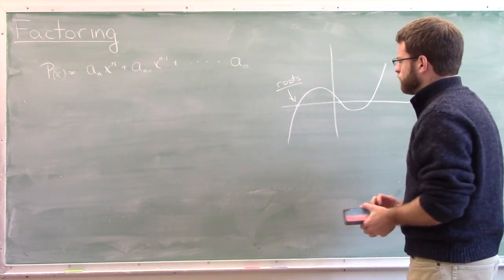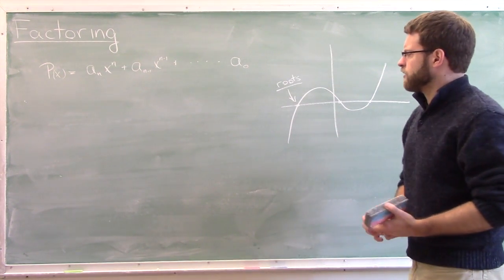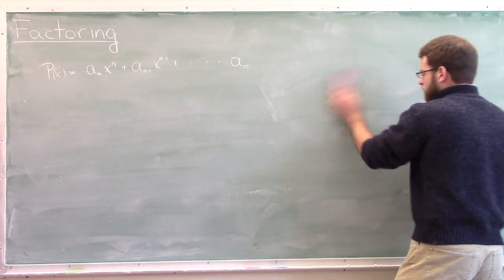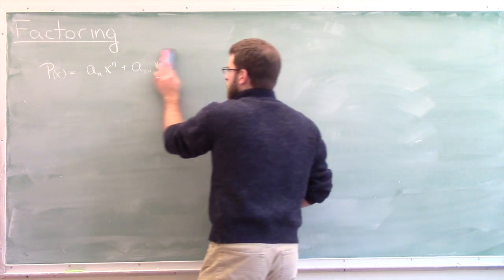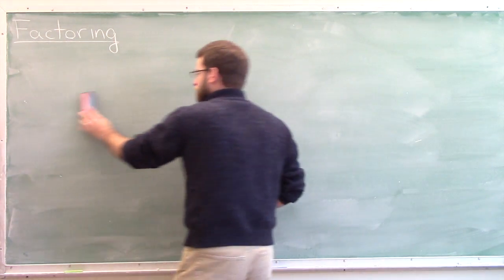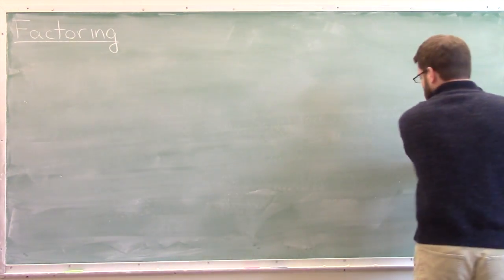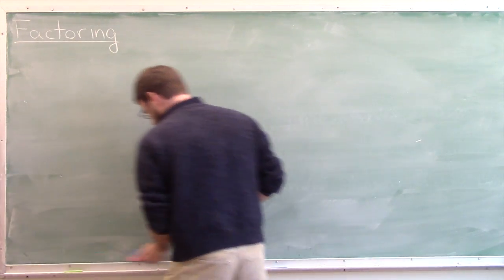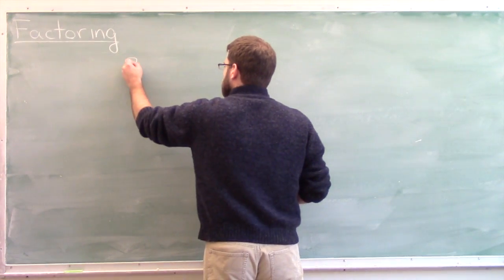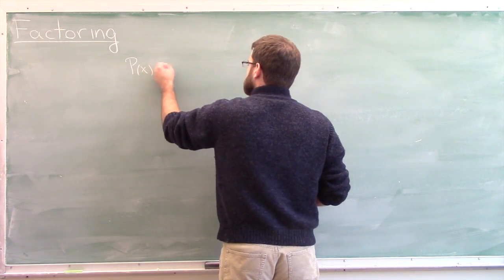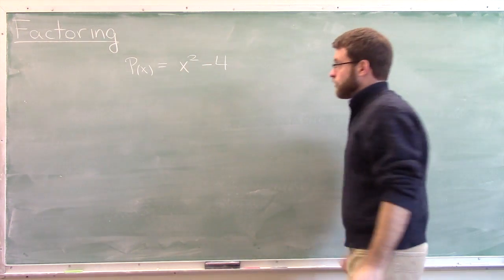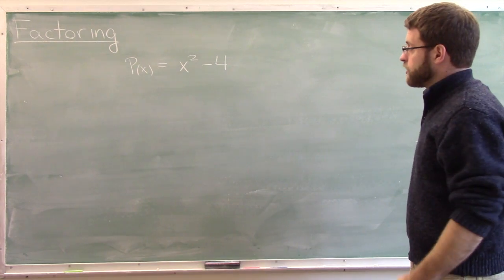Now, let's do an example. I'll start with a polynomial and write it in expanded form. After that, I'll show you the factored form and show you how easy it is to read off the roots from the factored form. So let's do a really simple example. Let's say the polynomial p of x is equal to x squared minus 4.